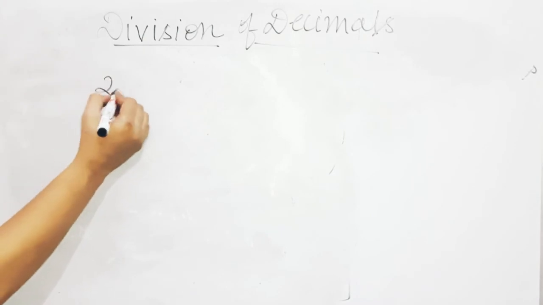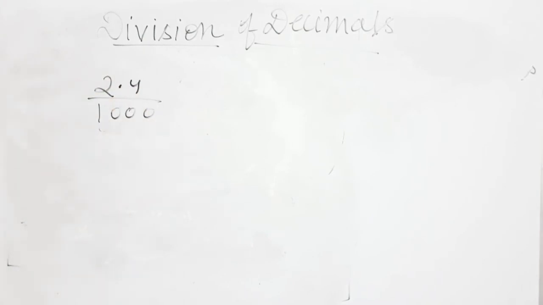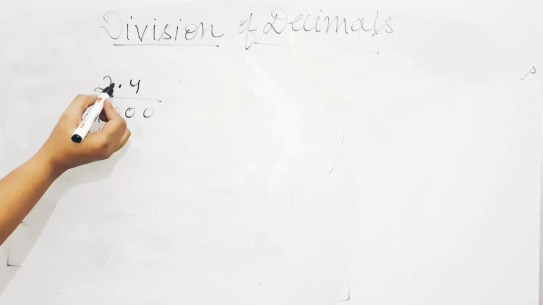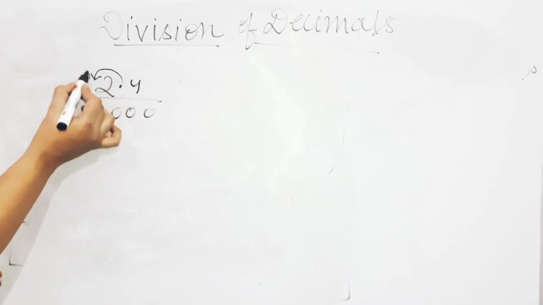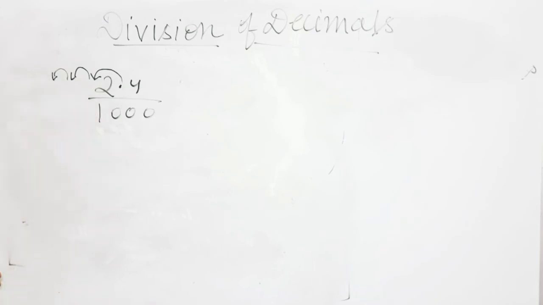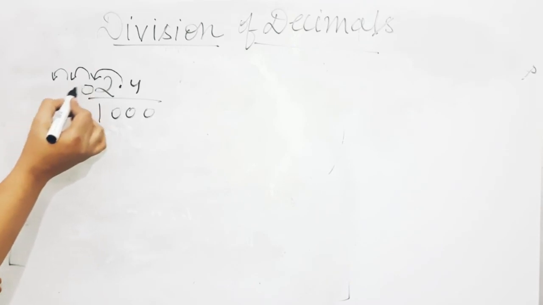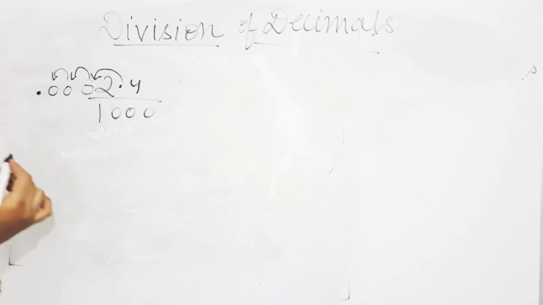For example, 2.4 has to be divided by 1000. Now 1000 has how many zeros? 1000 has 3 zeros. So here the decimal point will be shifted by how many places? 3 places to the left hand side. So 3 places means there are no numbers. When there are no numbers, 0 will be added. So 1 zero, 2 zeros, 3 zeros, and then here comes the point.